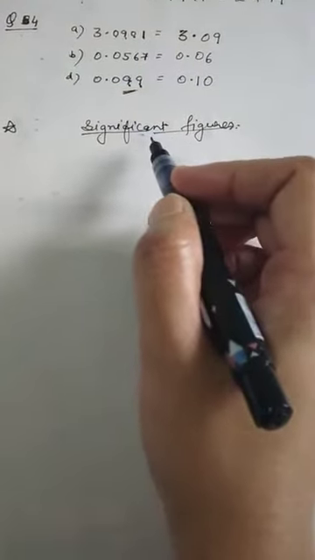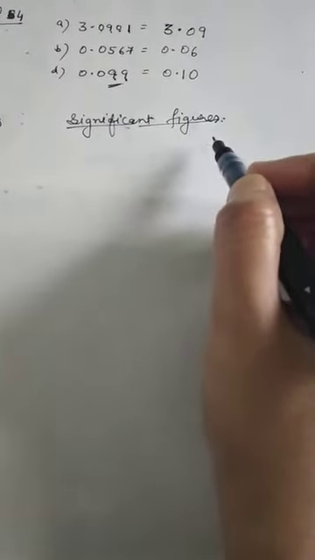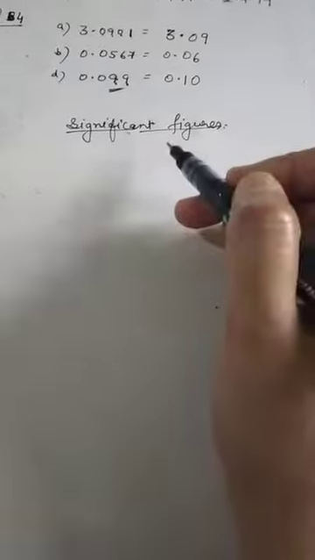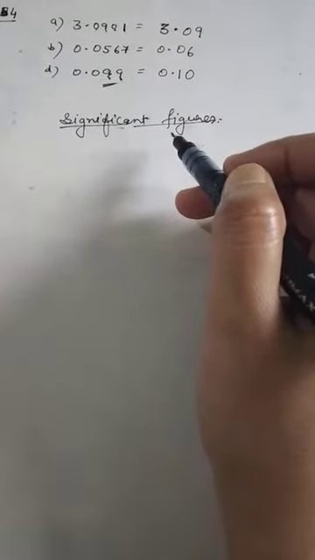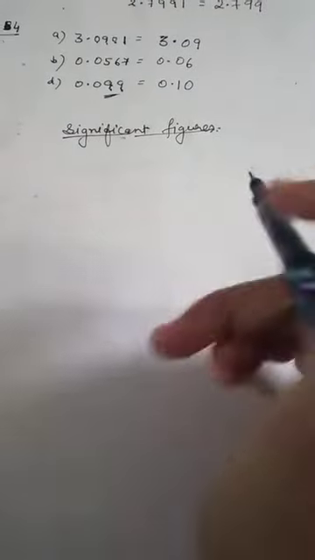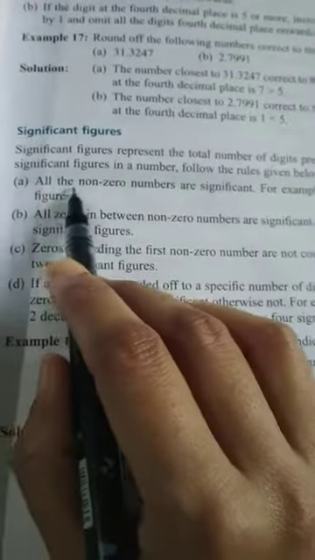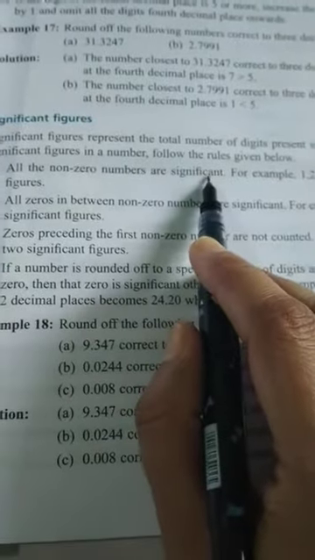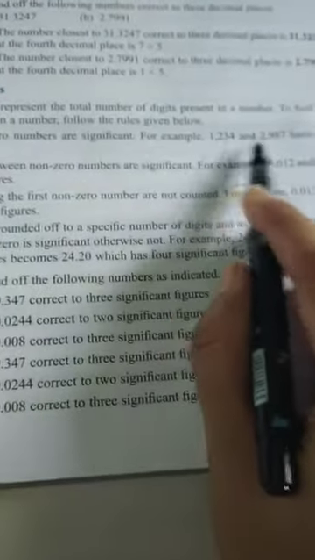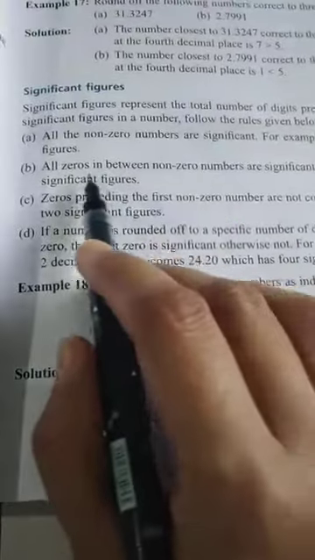Now the next topic is significant figures. Significant figures actually represent the total number of digits present in a number. To find the number of significant figures in a number, there are certain rules, and I'll explain all the rules through your book only. In your book, the rules are given. First is, all the non-zero numbers are significant. For example, all these numbers will be called significant figures.